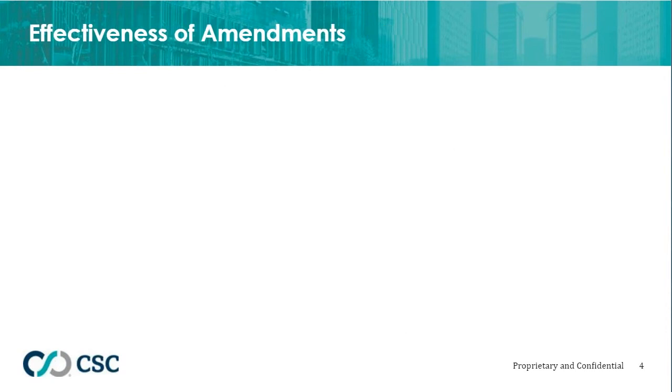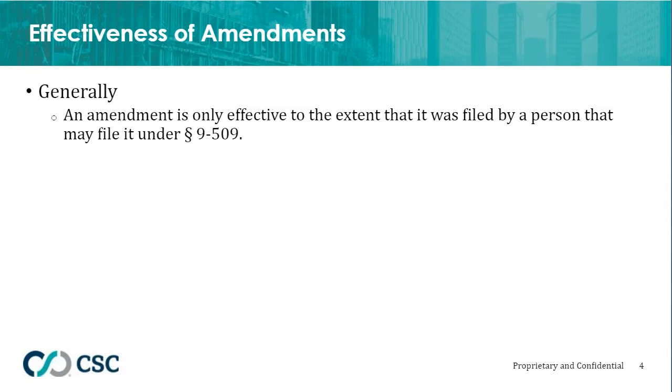Now, not all amendments that get filed are effective. They have to satisfy certain requirements under Article 9. So I want to talk about the effectiveness of UCC amendments. First of all, an amendment of any type is only effective to the extent it was filed by a person that may file it under Section 9-509. In other words, it's got to be authorized. It has to be filed with the authority of a person who is authorized to do so under 9-509.